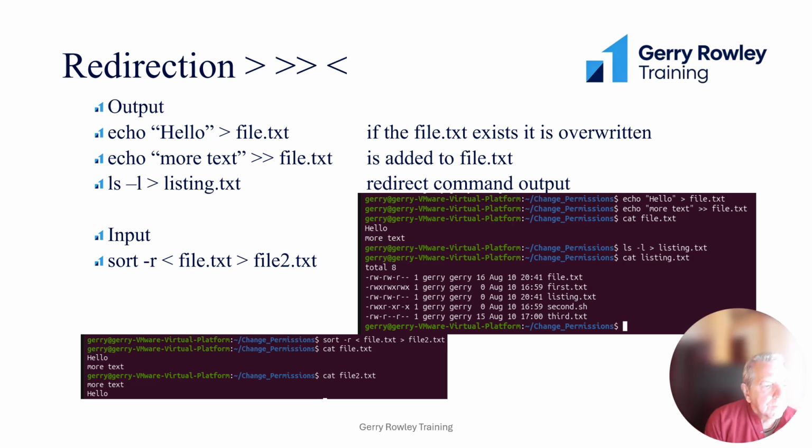When I look at the input, on the bottom line of my bullet points, I'm taking file.txt and I'm applying a sort command to it. But I'm using a -r to reverse the order of the sorting, and I'm redirecting the output into file2.txt. And when I display file2.txt, you can see that that's actually happened.